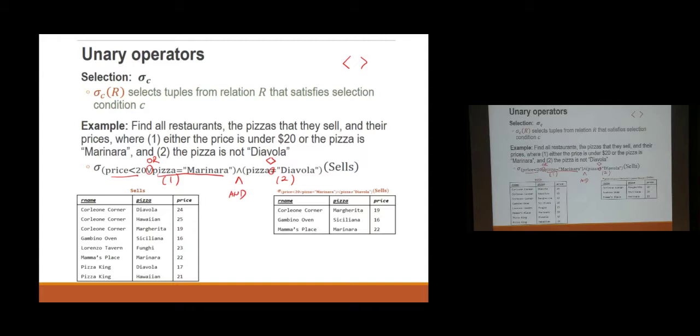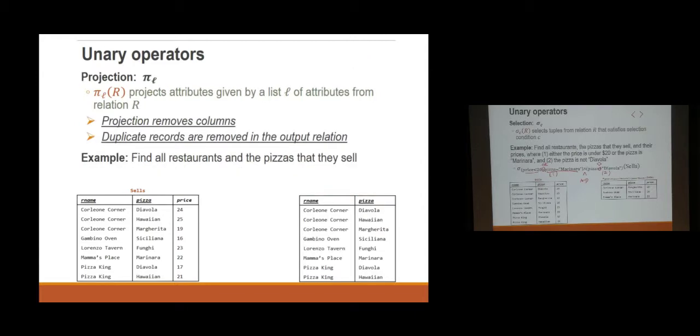The next unary operator that we're going to look at is the projection. Projection is basically you remove columns. And that's it. What you specify here in this list are the list of columns you want to keep. You can do some kind of reordering with this if you want. Let's say for this, between these two, what you want to keep over here is just the R name and pizza.